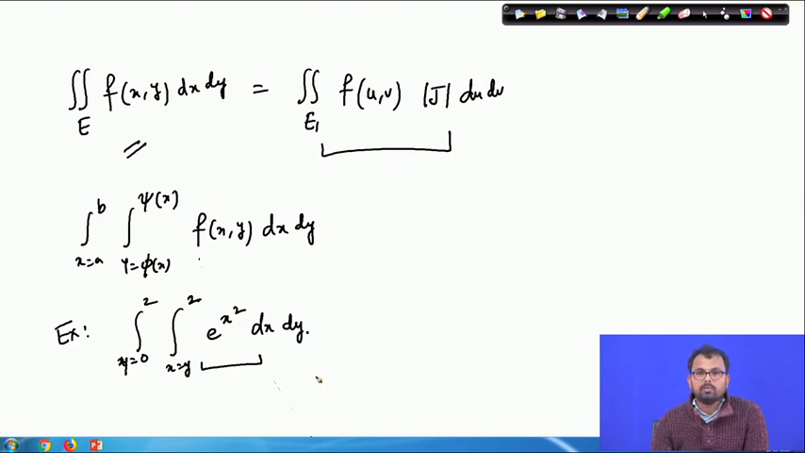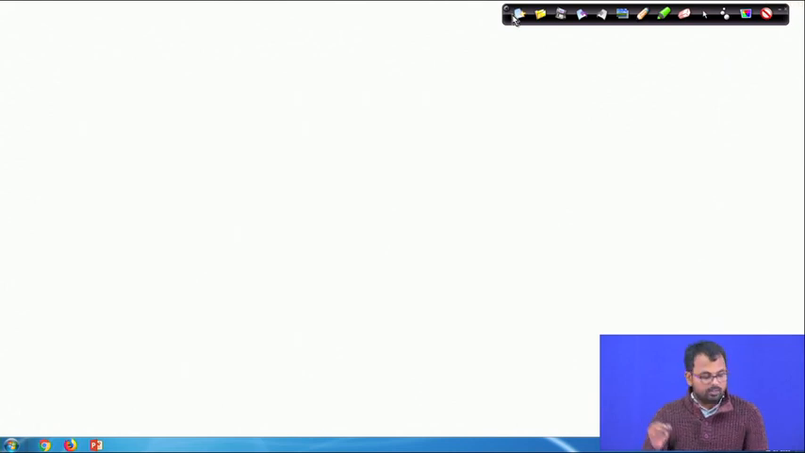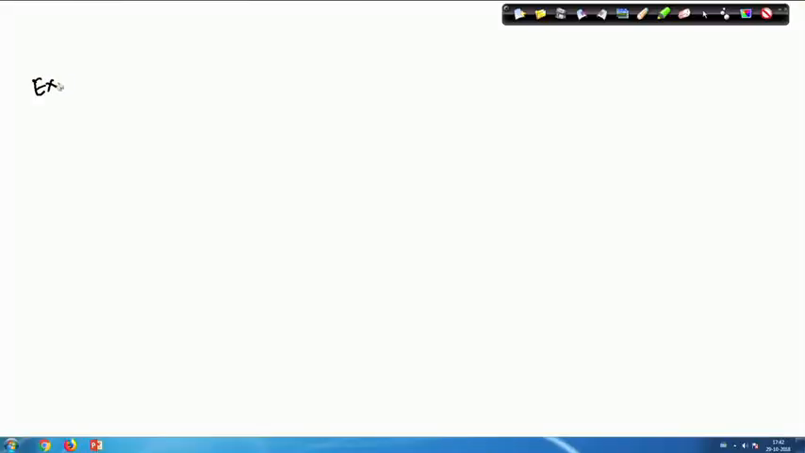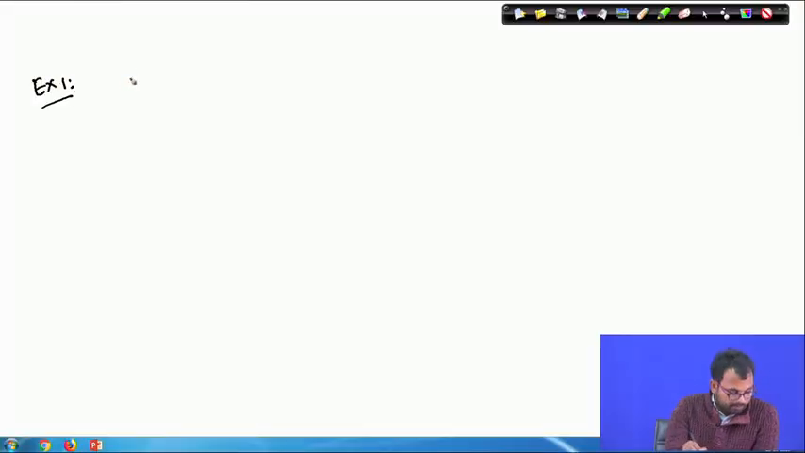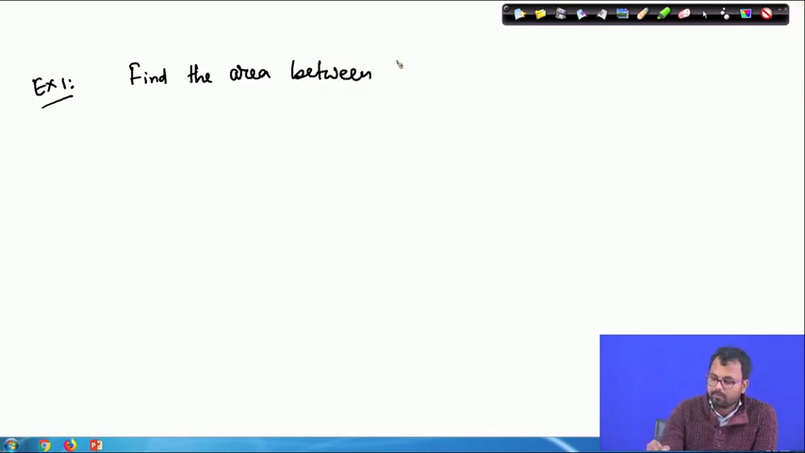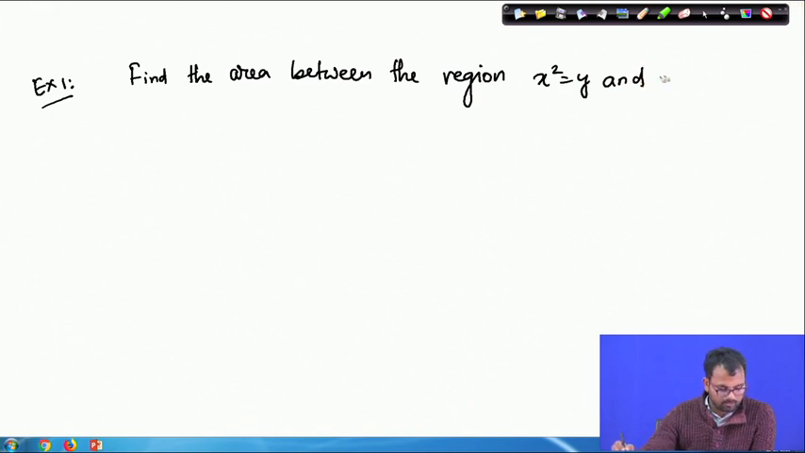Now let's work out an example where we can see that by changing the order of integration we will still obtain the same answer. So let's start with the following example. It says: find the area between the region x square equals y and y equals 2 minus x. So we have to calculate the area between these two curves.